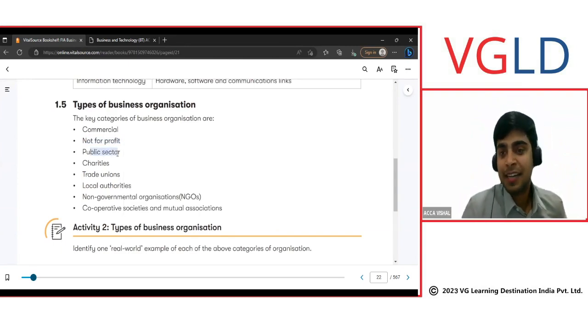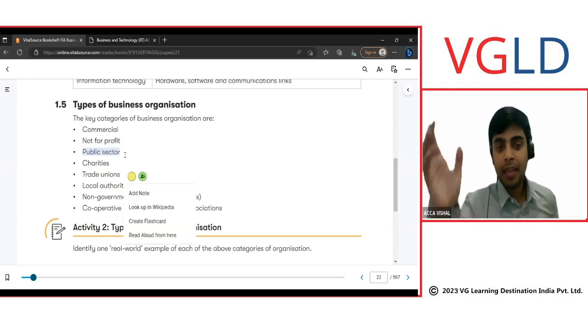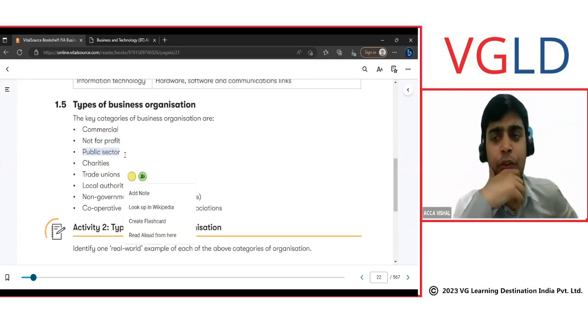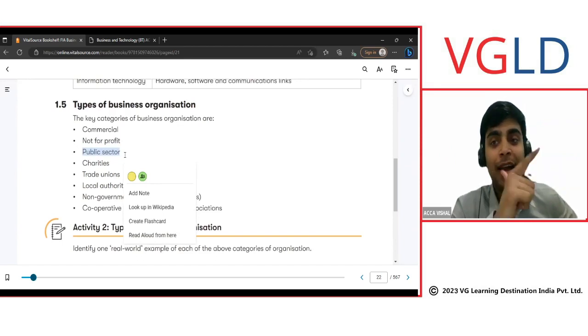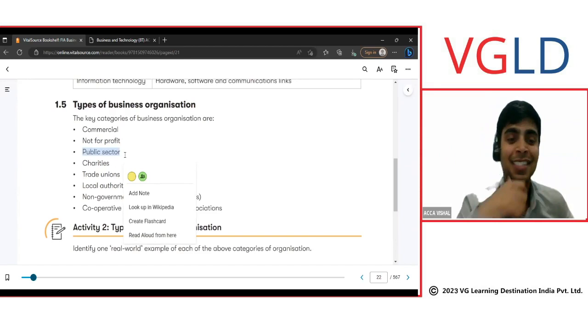The public sector, just a very quick thing: something that is owned by government is basically public sector. Very simple word. Now, why does the government own something? That is something we need to discuss.